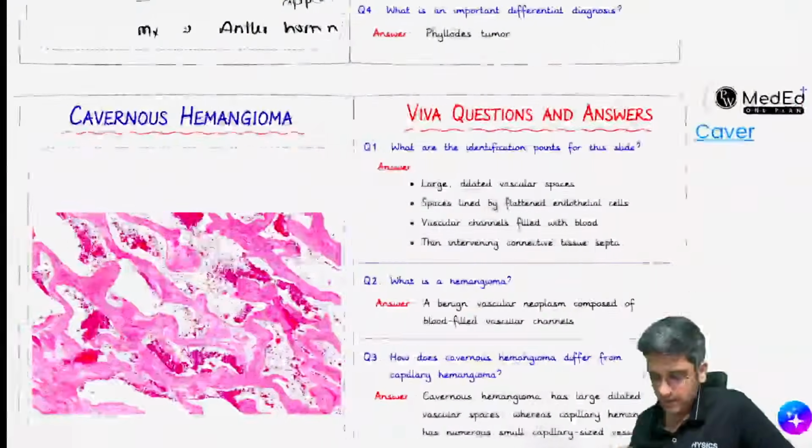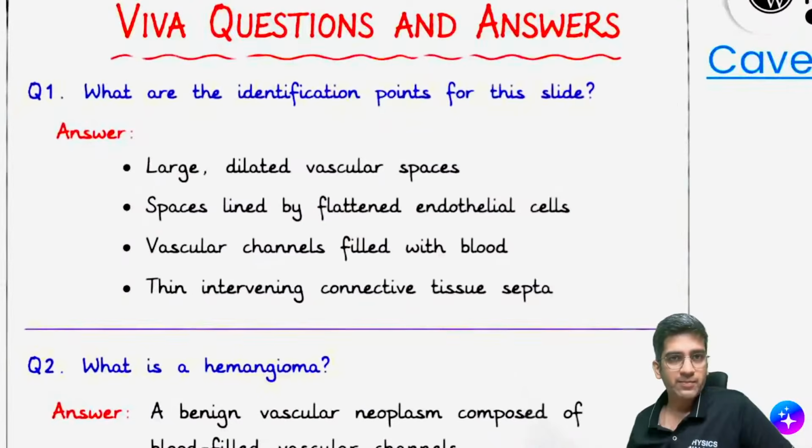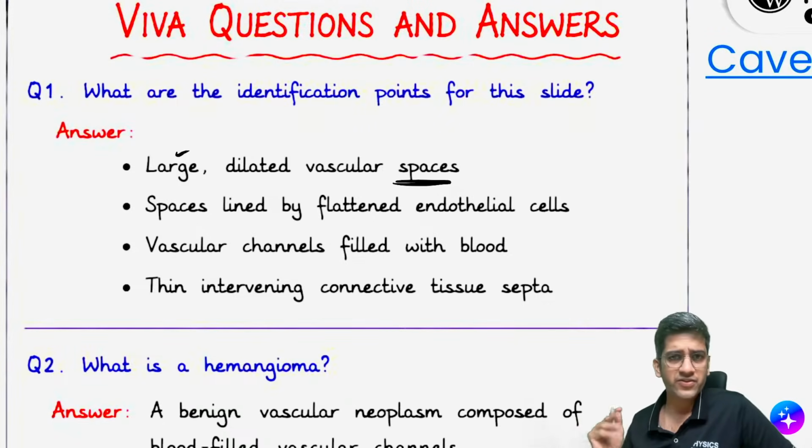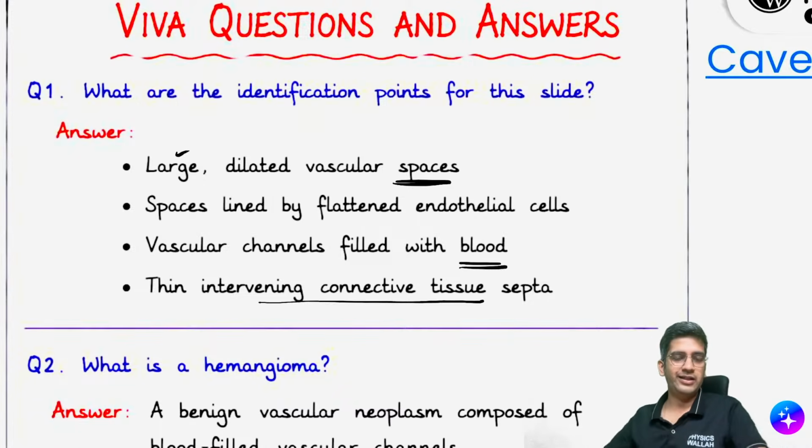Fine, okay. Now, how do I know it's cavernous hemangioma? For viva or theory, very large dilated vascular spaces lined by flattened endothelium is fine. They are almost always filled with blood and have intervening connective tissue.